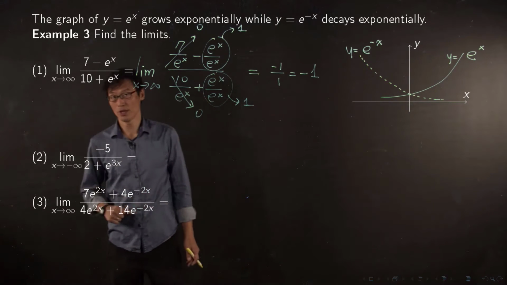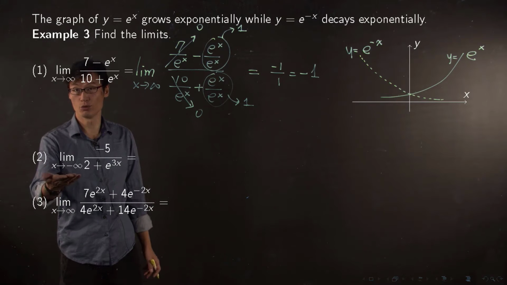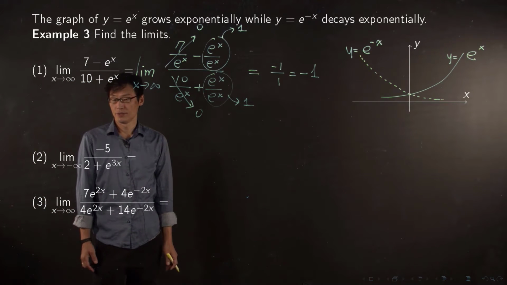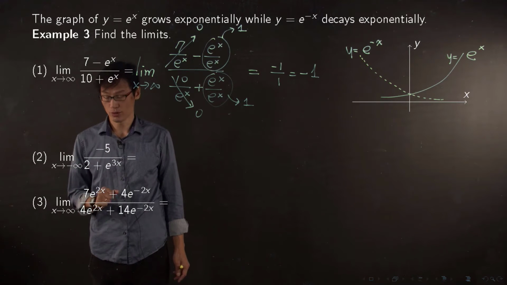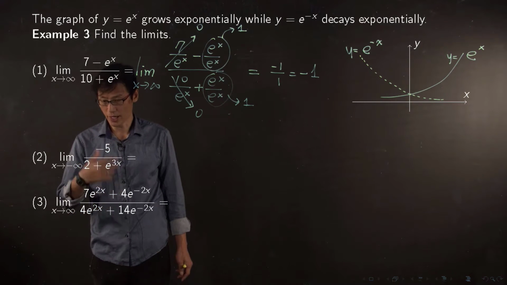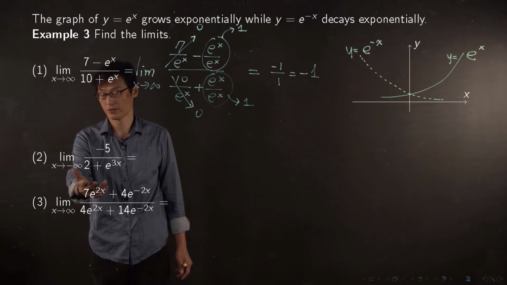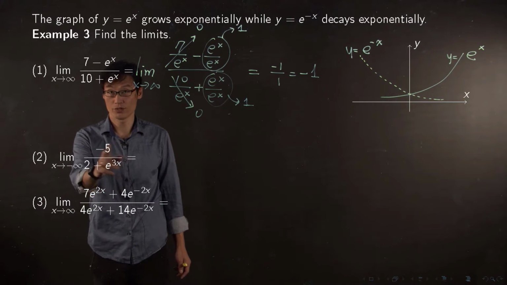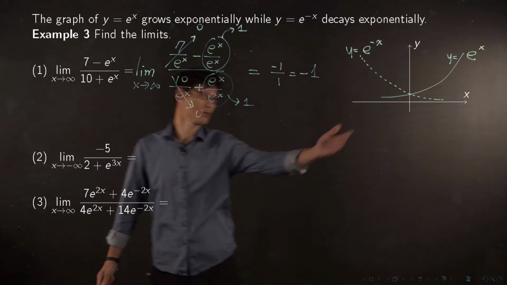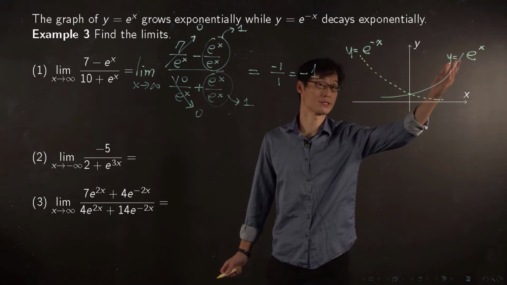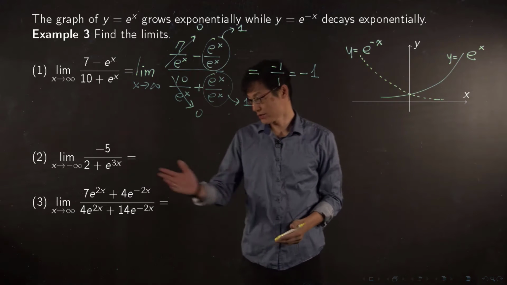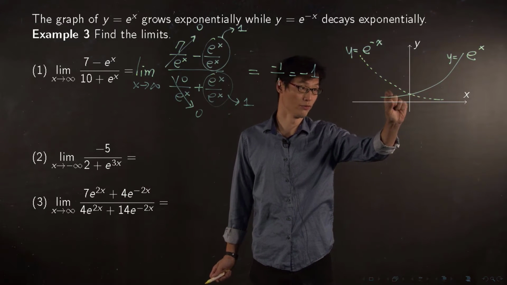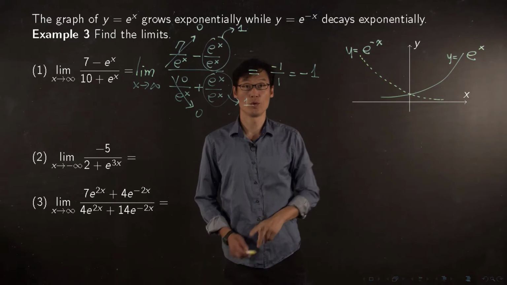In the second example, our x is getting smaller and smaller, so our x tends to negative infinity. In this second example, we want to use the behavior of this function e to the 3x. Our x tends to negative infinity. The behavior of this function e to the 3x is quite similar to the function e to the x. As x tends to negative infinity, the function value will be very small, very close to 0.